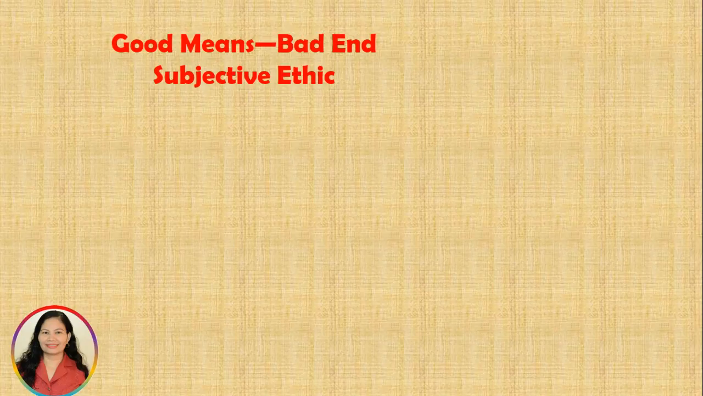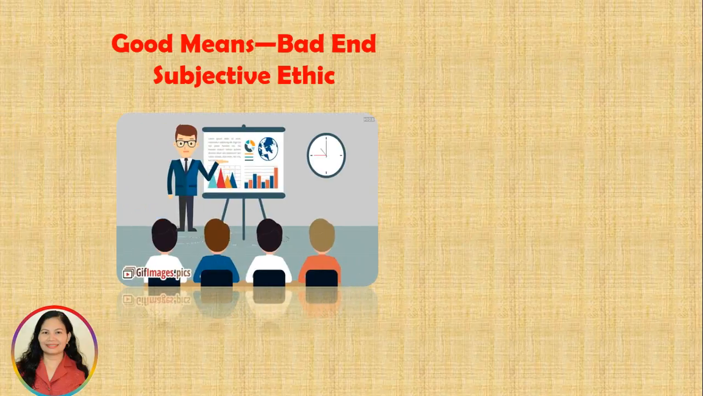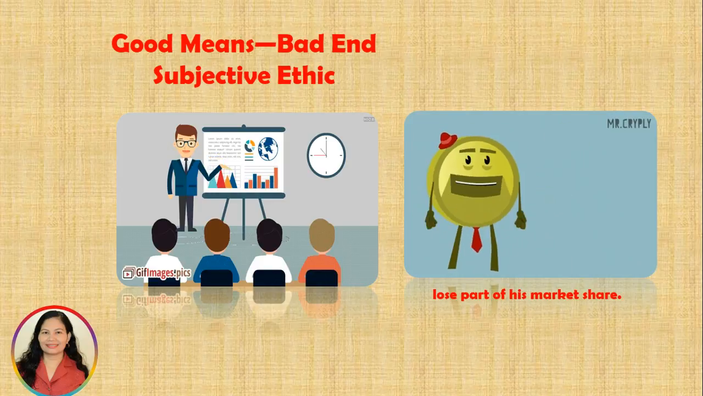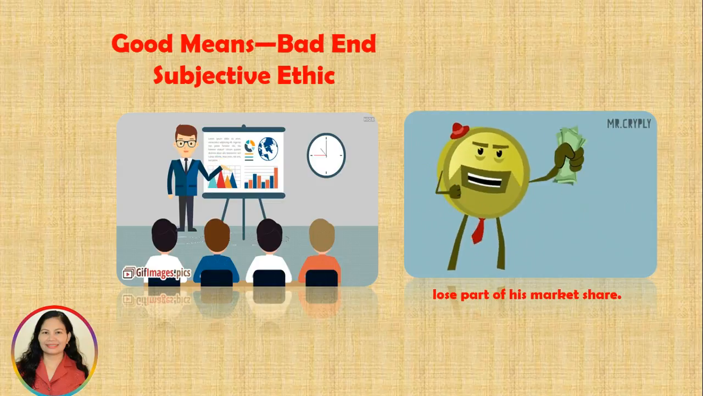In the final ethical scenario, there was a good mean that led to a bad end. In this case, the presenter developed a clear argument based on facts in an attempt to persuade the client, which is the mean. Unfortunately, after the client signed with the presenter's company, the client lost part of the market share he or she had before getting involved with the presenter's company, which is the end. When a good mean, a well-honed argument, leads to a bad end, which is the decrease of market share, we refer to this as the subjective ethic.